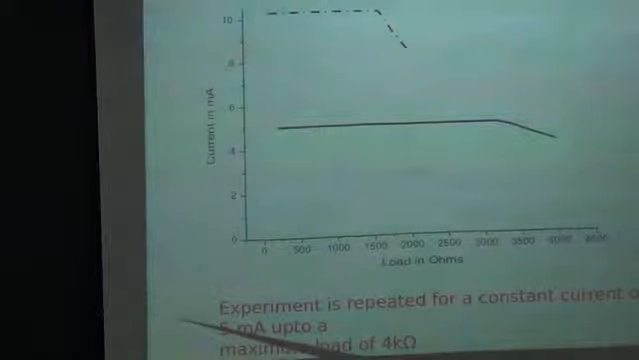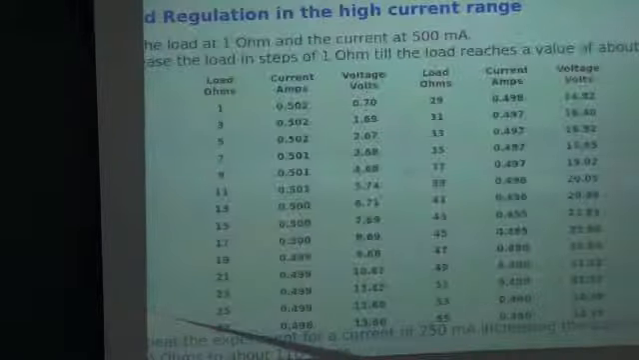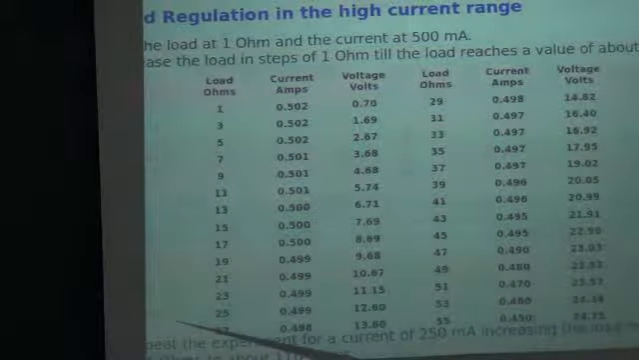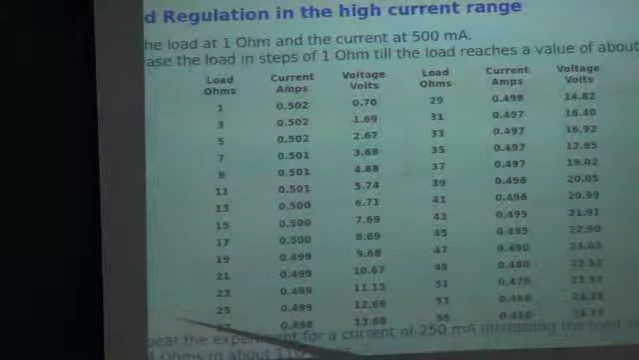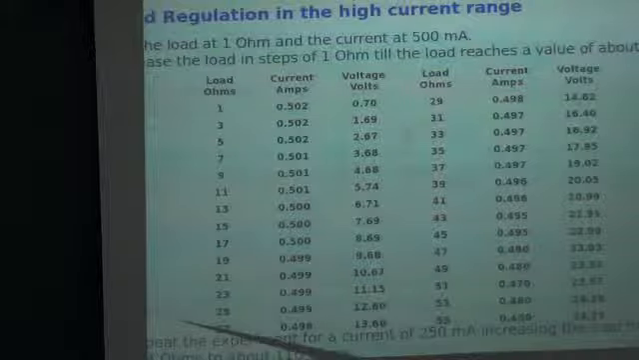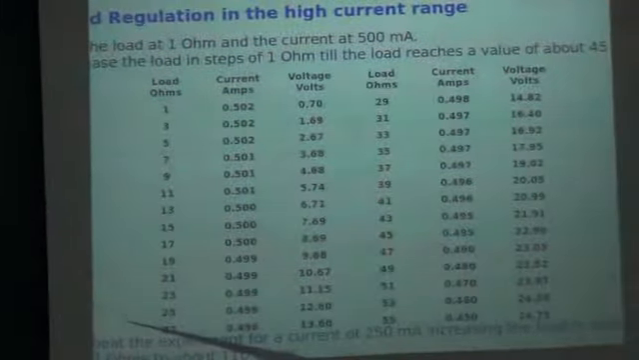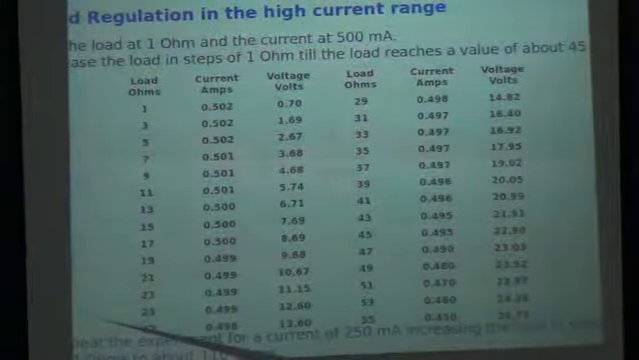The same thing we can repeat in the case of a decade resistance box. This is again DC regulation in a higher current range. So here we need a smaller resistance. So we need a resistance box giving us 1 to 55 ohm for these particular readings.